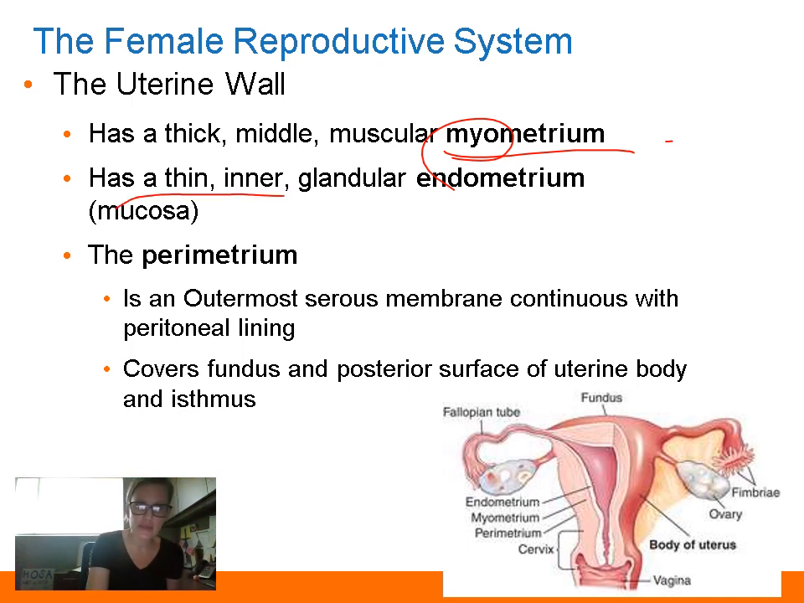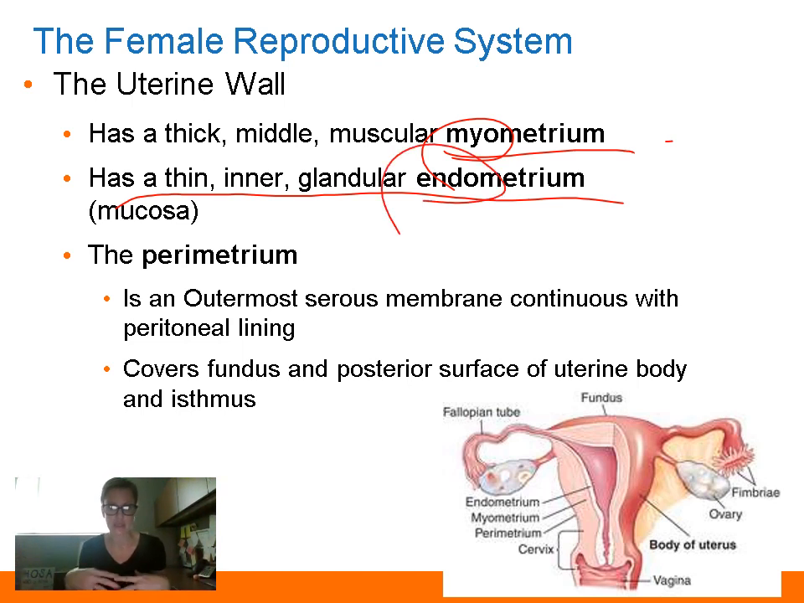The thin inner layer that's a very glandular mucosa is called the endometrium. Endo means within, so endometrium is the inner layer. The perimetrium is the outermost layer. Peri means around, so this is the outer layer that goes around the uterus. This is a relatively thin layer. It's just a serous membrane that's continuous with the peritoneum.